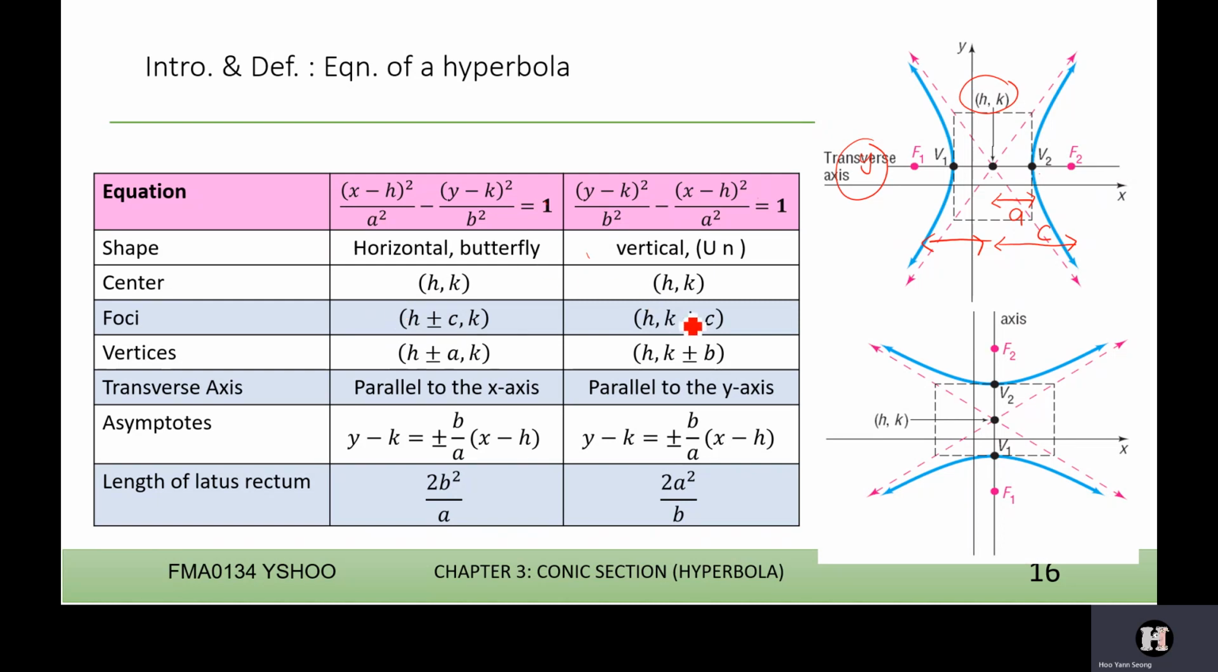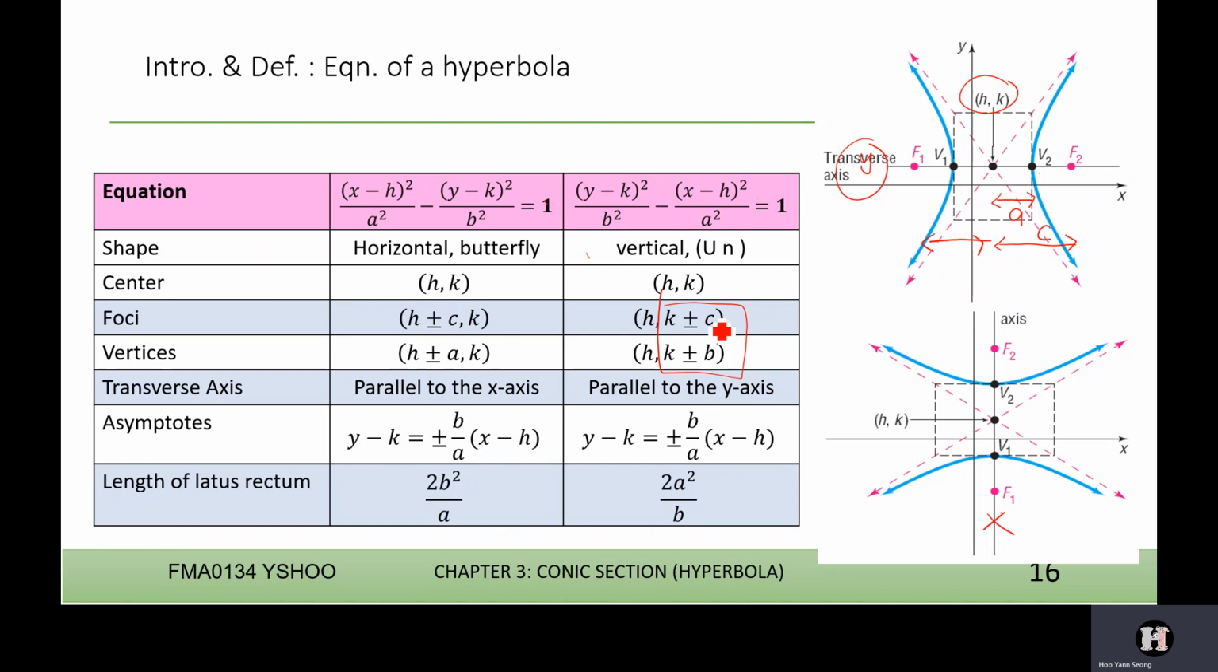The same thing applies to the vertical hyperbola. If it is vertical, our x is always the same and only the y is different, so we only look at our y coordinates. It is the same as k: move up how many units, move down how many units, and the c units. The transverse axis is parallel to the x-axis for the horizontal one, and parallel to the y-axis for the other.